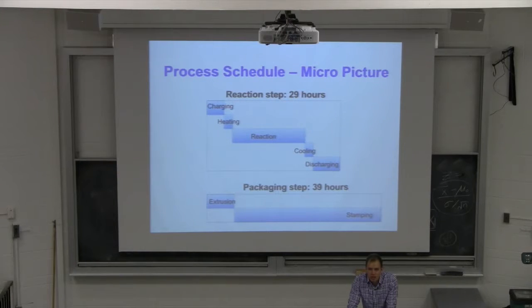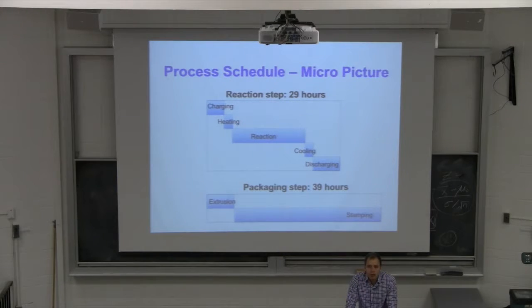Has anyone seen a Gantt chart before? Yeah, lots of hands. Okay, so down on the rows we have different activities, and as we go across, that's time evolving into the future. You can see that it follows the steps that we just talked about, and that I've segregated the packaging aspect from the reactor aspect, because we can do those in some sense independently.